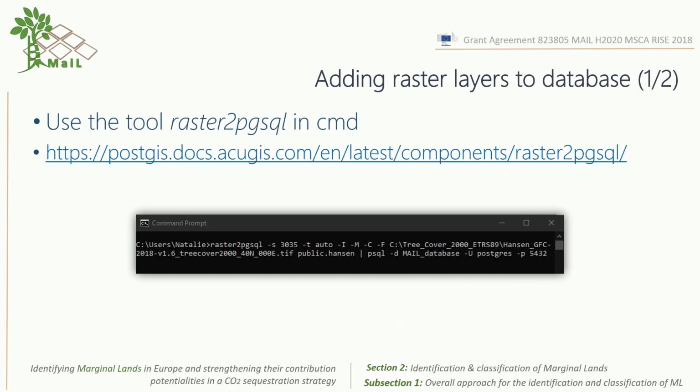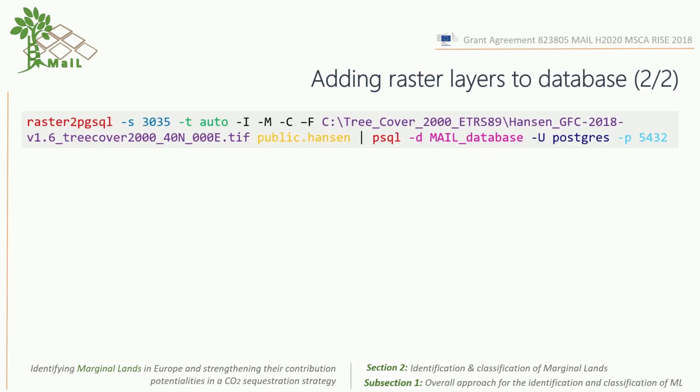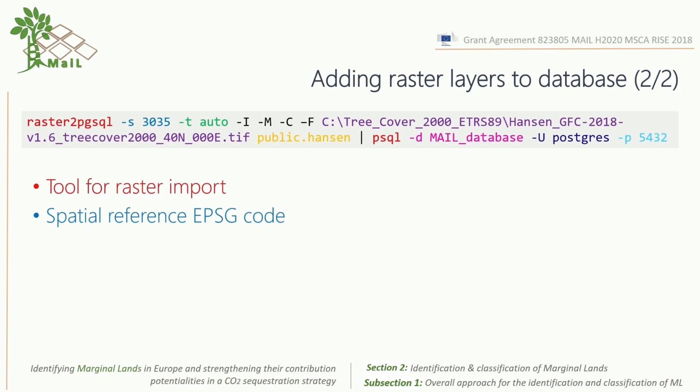To add raster files to the database, use the raster2pgsql tool through the command prompt by typing the command shown in the image. In more detail, raster2pgsql is the PostgreSQL tool for raster import. -s 3035 is the spatial reference EPSG code, here it's the European reference system.